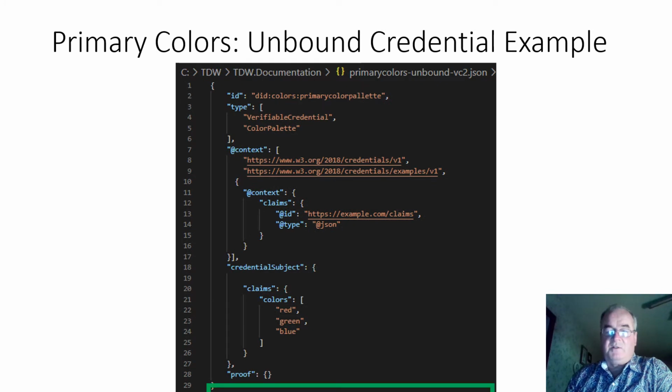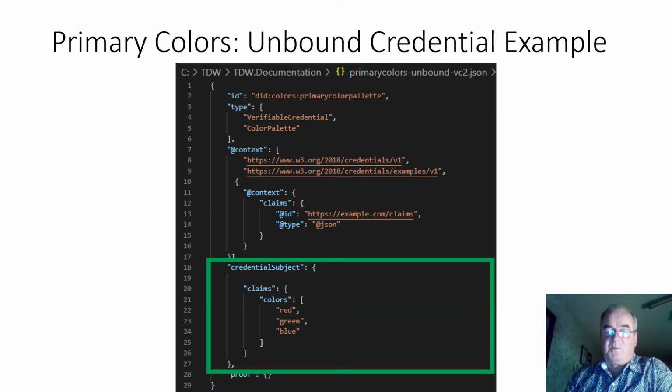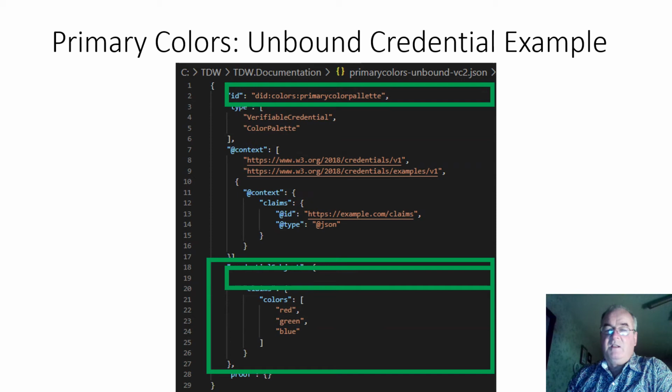Here's an unbound credential. It has basically the same credential subject with the same claims, with a single claim here being an array of colors, red, green, and blue. And you notice that it has no ID. I deliberately left a blank line here to highlight that. Up at the top, the envelope still has an ID. So this is a bound envelope, a bound credential, or a named credential. I'm sorry, it's a named credential whose contents is an unbound credential.